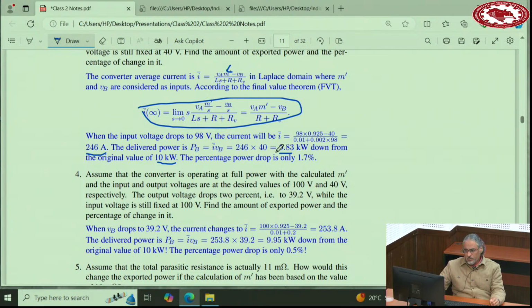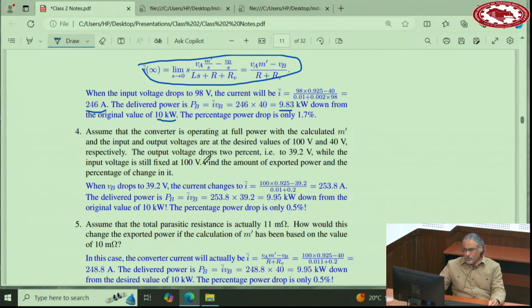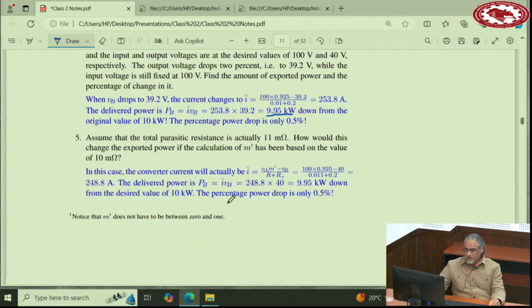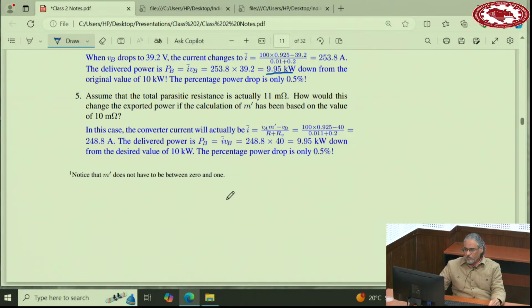but keep in mind that you don't want to increase it too much. For VB also, similarly, I showed here that if VB changes 2%, the power goes down from 10 kilowatt to 9.95. This is again acceptable, really. And for R, if R becomes 11 milliohm and you calculate again, the power becomes 9.95 again, so about 0.5%.